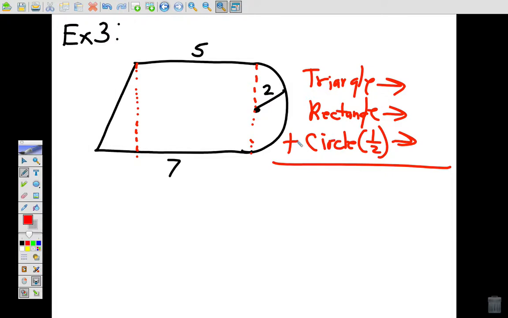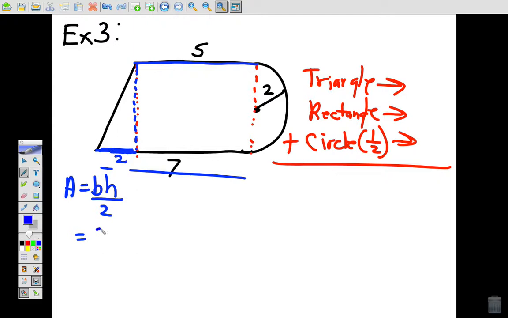Let's do the triangle first. Now in the triangle, I need the base and I need the height of it. Because remember, for a triangle, the area of a triangle is the base times the height divided by 2. The base, what's the base? Well, I know from here to here is 5, right? The whole thing is 7 from here to here. So that must mean this part right here is 2. So the base is 2.